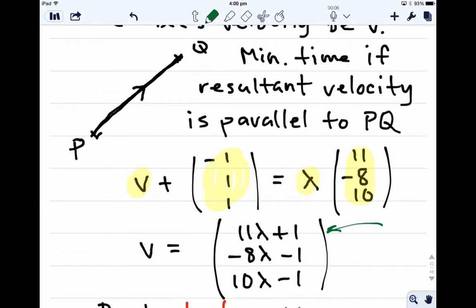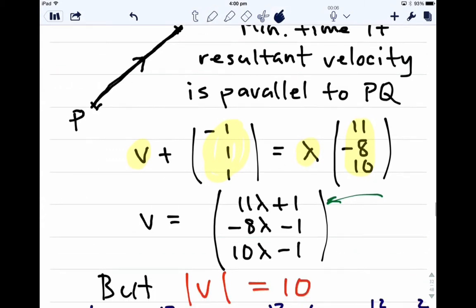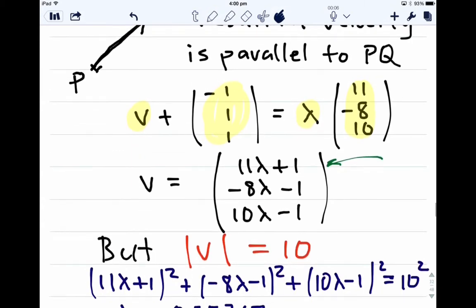Now lambda, remember, was just some scalar that's going to help us get in the direction from P to Q. So what do we know? We know that the velocity at maximum is 10 meters per second. So I'm going to say the length of this vector v is going to be equal to 10. That looks like that at the bottom there. You square each of the components and square root it, and you should get 10. In that first step, I've squared both sides.